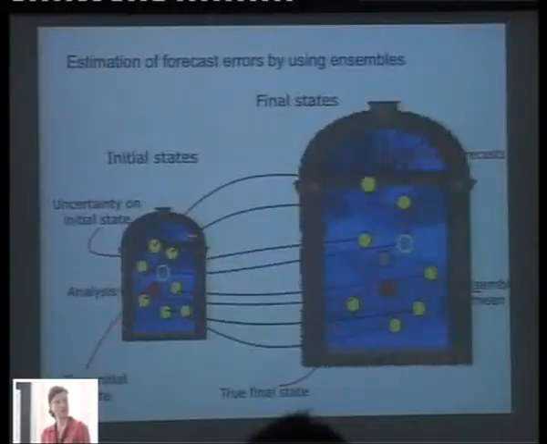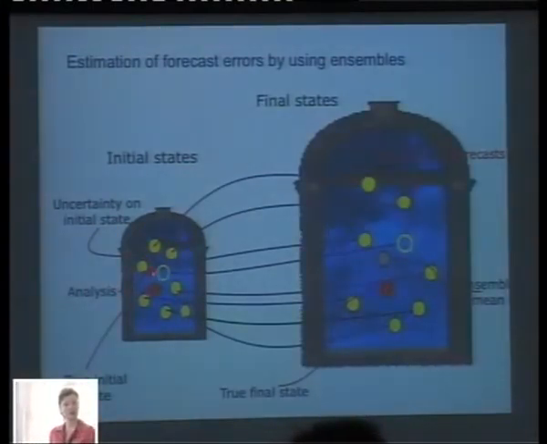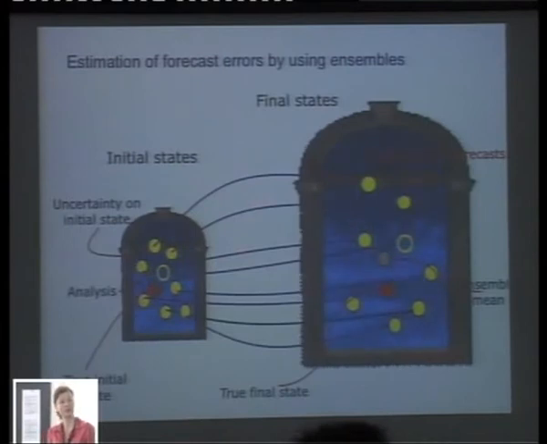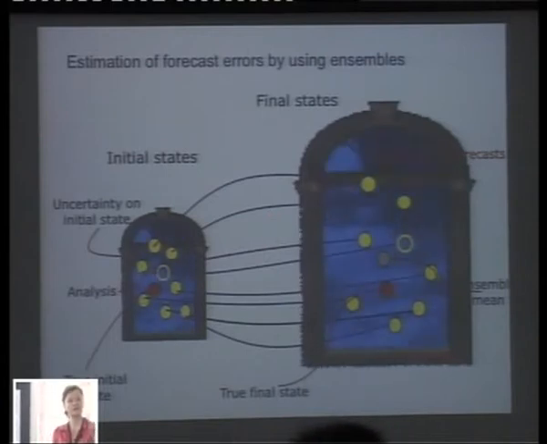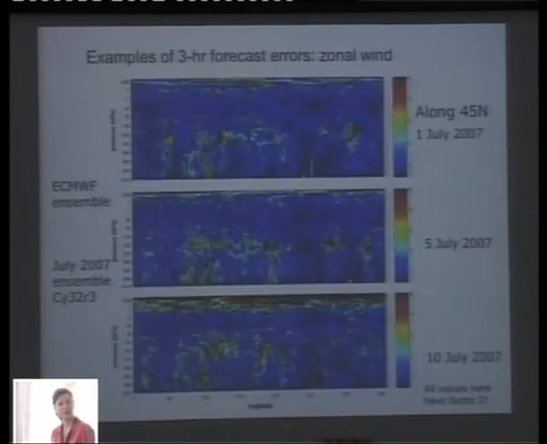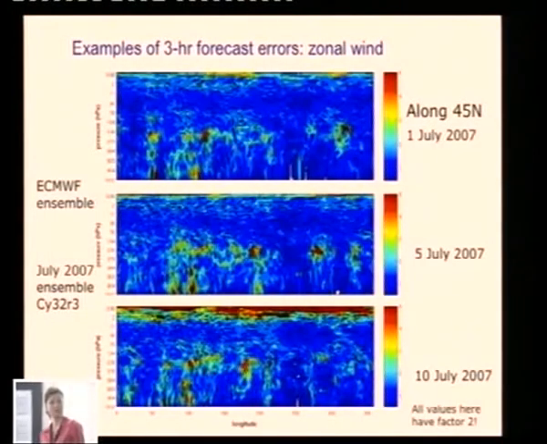By creating an ensemble, you are sampling the uncertainty of the initial state, and then you run this ensemble, and you measure the forecast error by the divergence of this ensemble. So we are really looking at the differences between different ensemble members, or simply you can take the mean of this ensemble and then compute differences between individual ensemble members and the ensemble mean. And these differences are what we call forecast errors. These are not true errors, but they are proxies of the forecast errors. So how do they look today? This is from the ECMWF model. This is a few years old, but the situation is the same now.